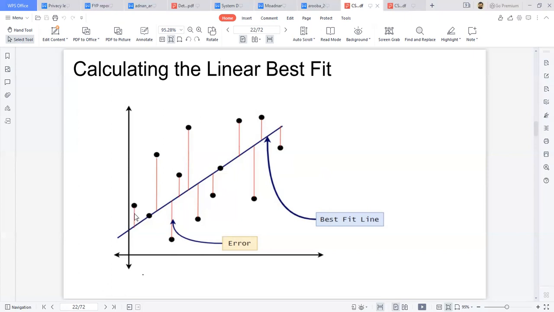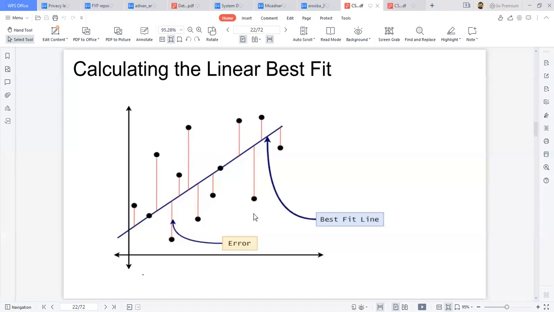But for this point we have this error, and for this point we have this error. Actually the value should be here, and y will be given this value. But in our case, it is giving here. So this distance is the error. Same for this one and this one and this one. So for each point we will calculate the error.